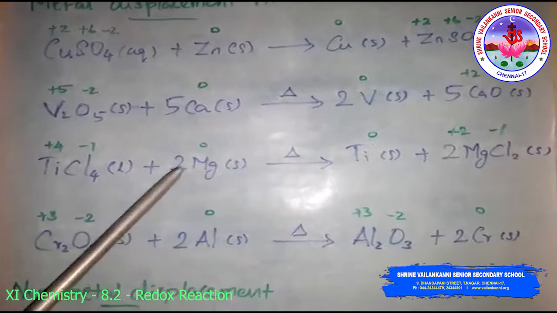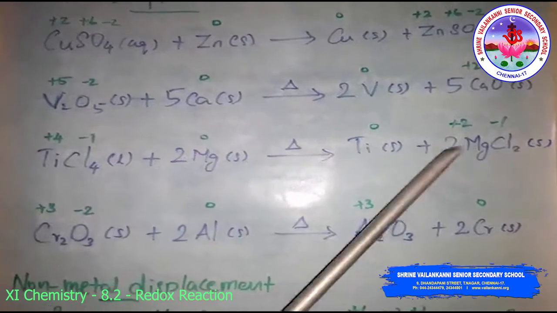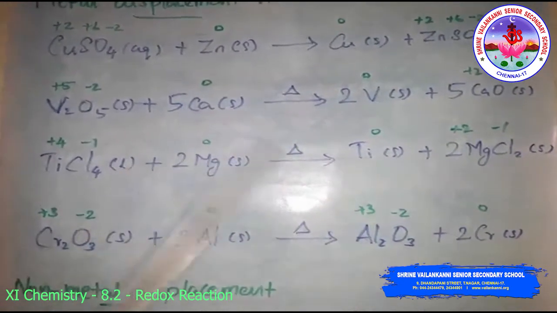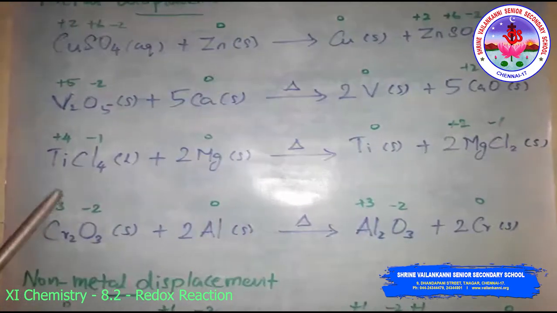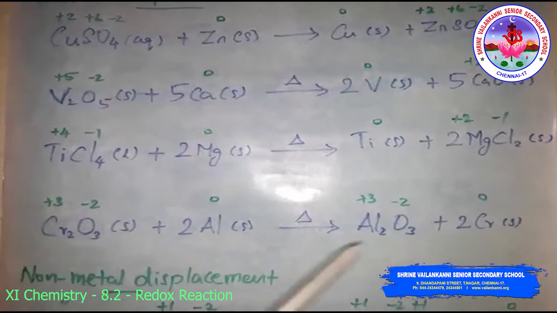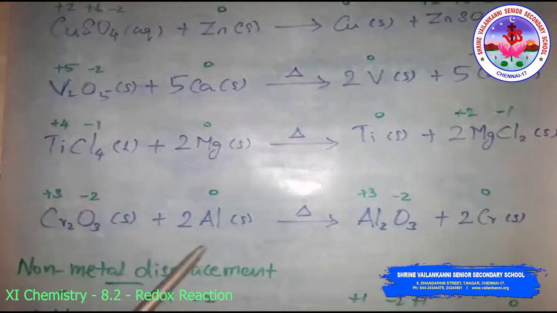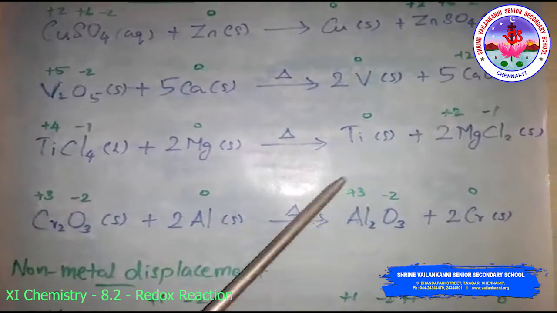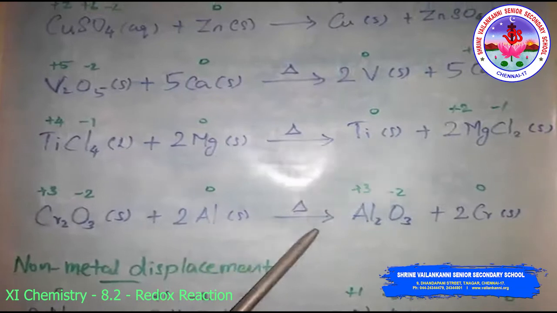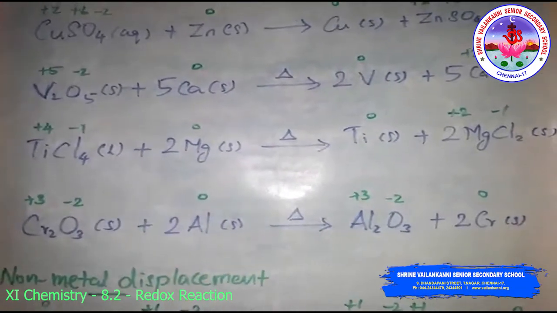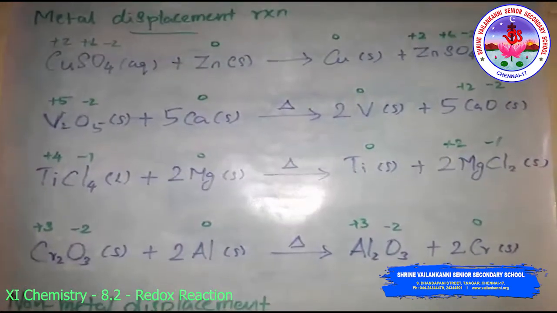Then magnesium is oxidized to Mg2+, from a 0 oxidation state to +2 on the right-hand side, on heating. Then chromium oxide: here chromium has a +3 oxidation state, and on the right-hand side a 0 oxidation state, which means it is reduced. Aluminum is oxidized to Al3+, so +3 oxidation state here. So chromium oxide reacts with aluminum on heating to give aluminum oxide, and chromium is obtained. So these are examples of metal displacement reactions.